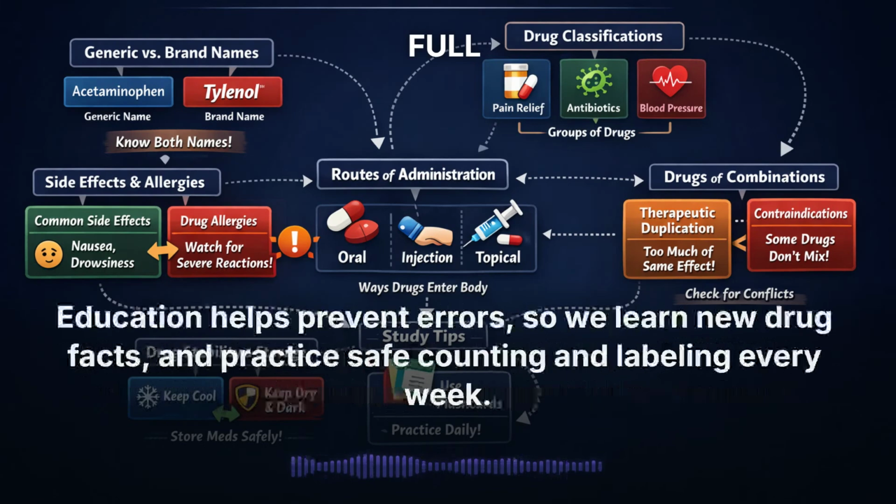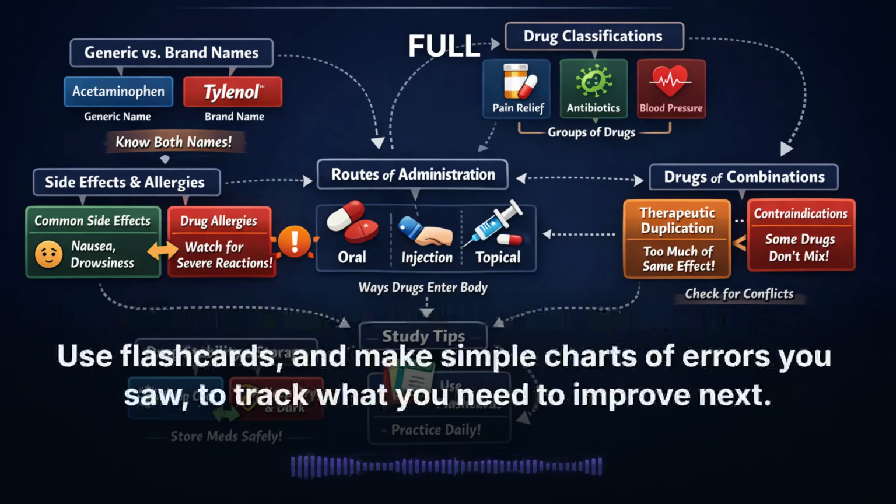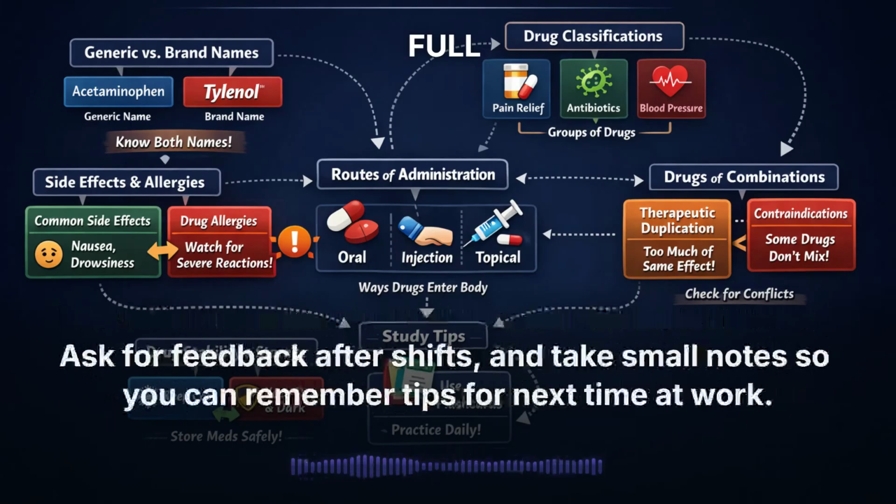Education helps prevent errors, so we learn new drug facts and practice safe counting and labeling every week. Short, regular study sessions beat long, rare cramming because memory builds with steady practice over weeks. Use flashcards and make simple charts of errors you saw to track what you need to improve next. Ask for feedback after shifts and take small notes so you can remember tips for next time at work.